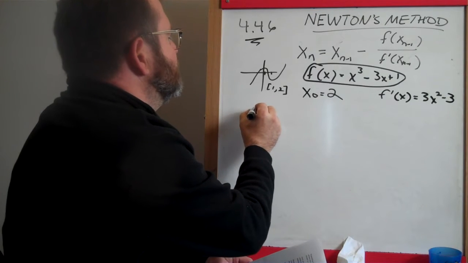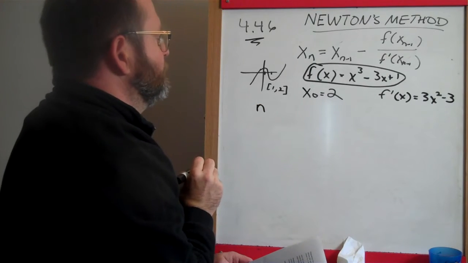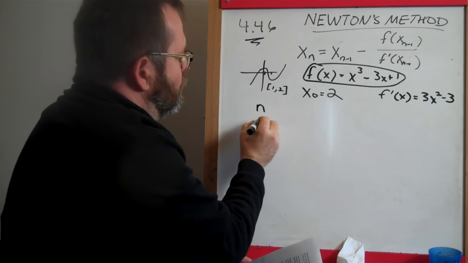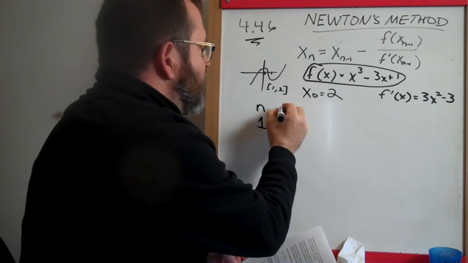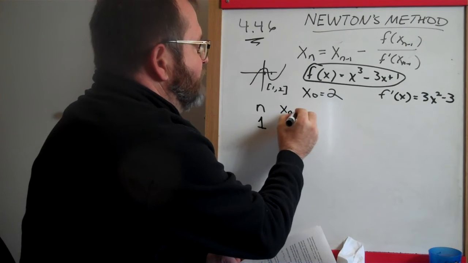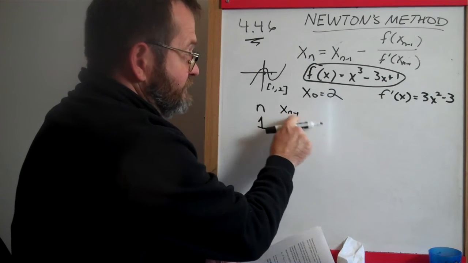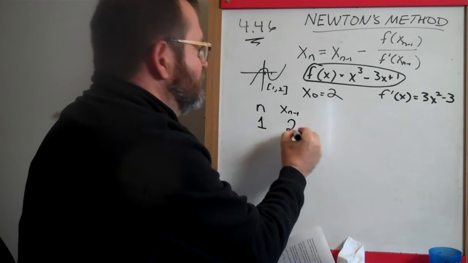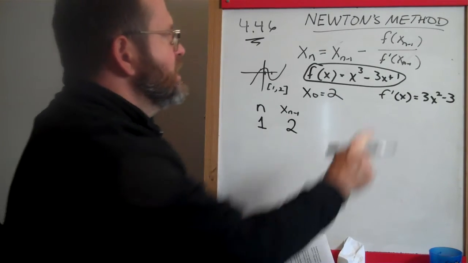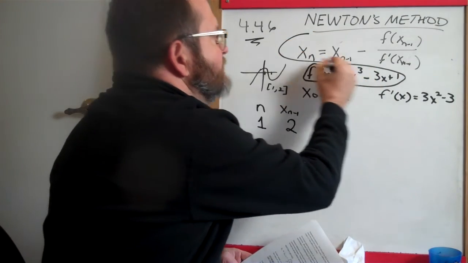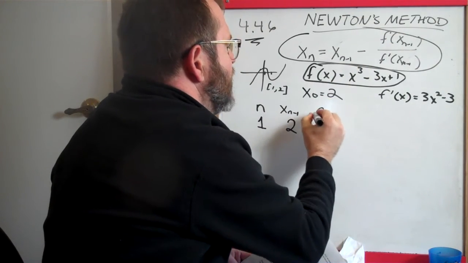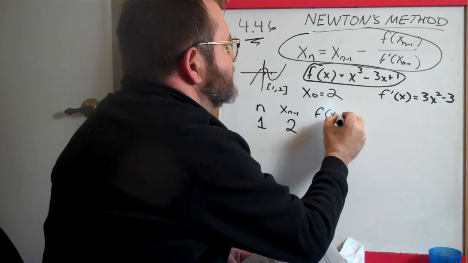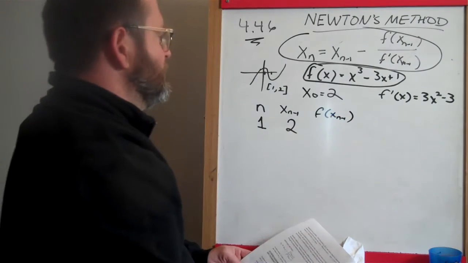I'm going to make myself a little table here. If n was equal to 1, now we're looking for x1. In order to do that, we're going to need x of n minus 1, which in this case is x of 0. Well, that's given to us in the problem. It's a 2. According to Newton's method up here, we're going to need f of x sub n minus 1, like that.